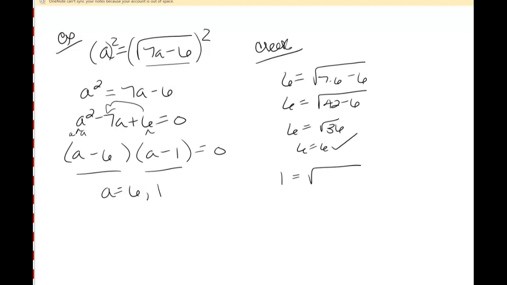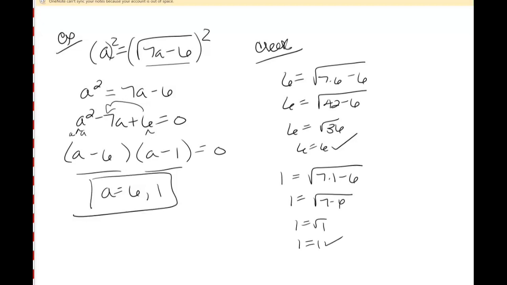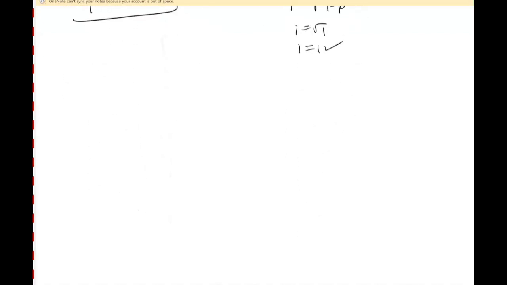1 equals the square root of 7 times 1 minus 6. 1 equals 7 minus 6. 1 equals the square root of 1, and 1 equals 1. So in this case, actually, both answers work. Very often they don't. One will work and the other won't. So that's why it's really important that we check. Okay?